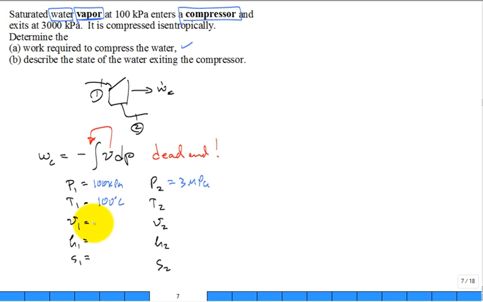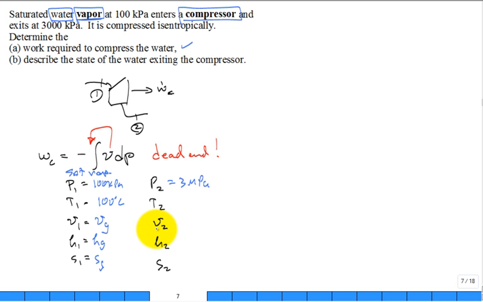Okay, specific volume, that's v sub g at that pressure, 100 kilopascal. How about h? h of g, I can get that out of the table. How about s? s of g, isn't it? Is it all saturated vapor? Okay, let's go over here.